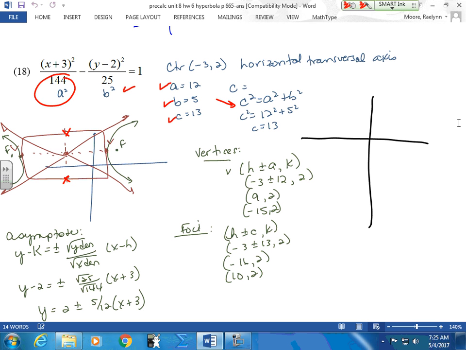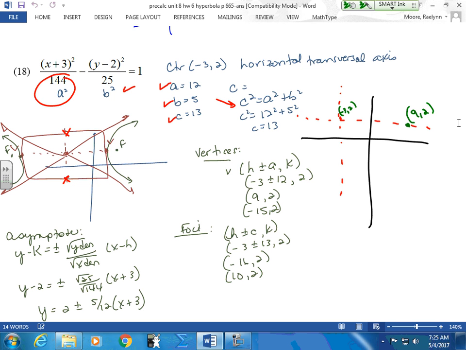Negative 3, 2. So I'm at negative 3, 2. Just translate your axis like this. So negative 3, 2 says the major axis is the x. I'm going to go over 12 this way. So this is negative 3, 2. Let me just write this here. If I go over 12, that's 3 and 9 more. So this guy is 9, 2.